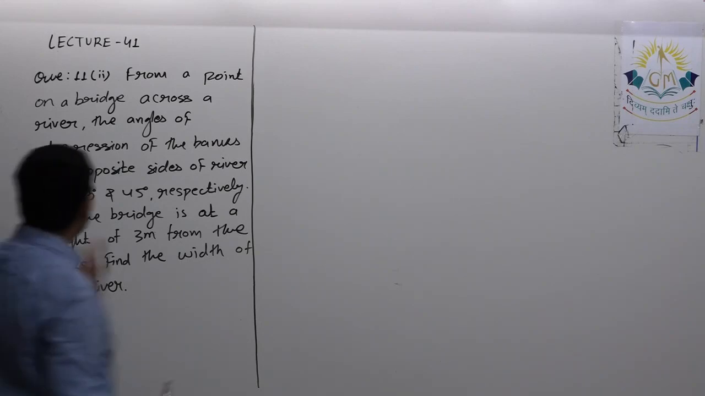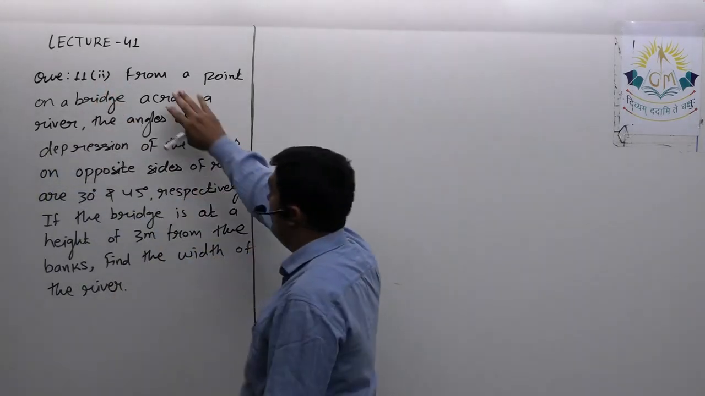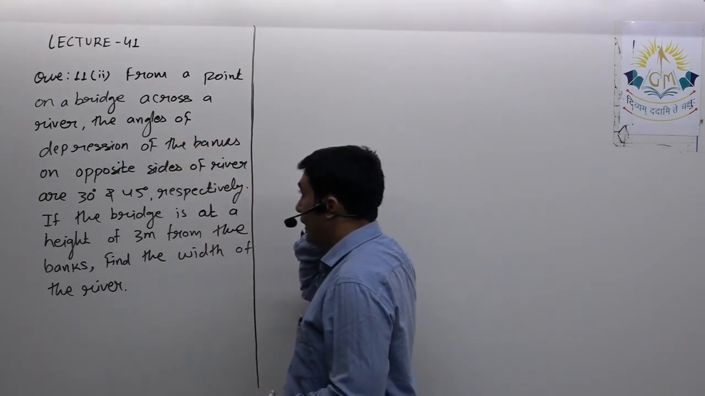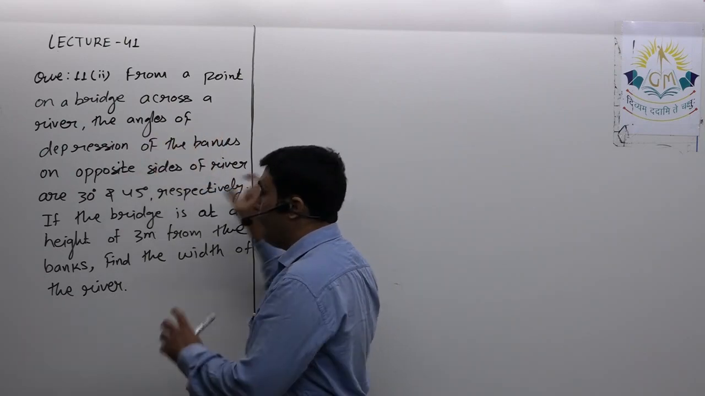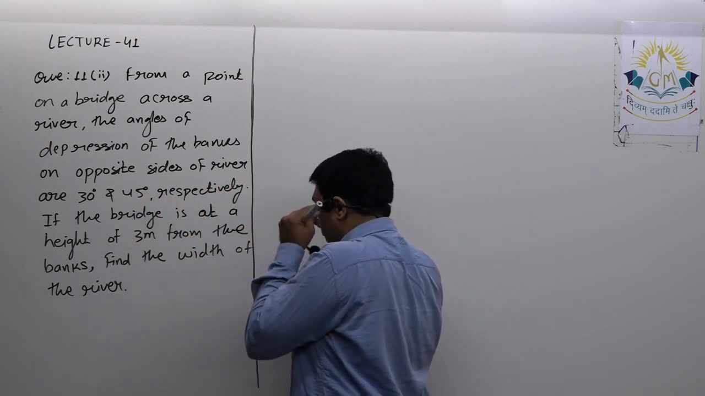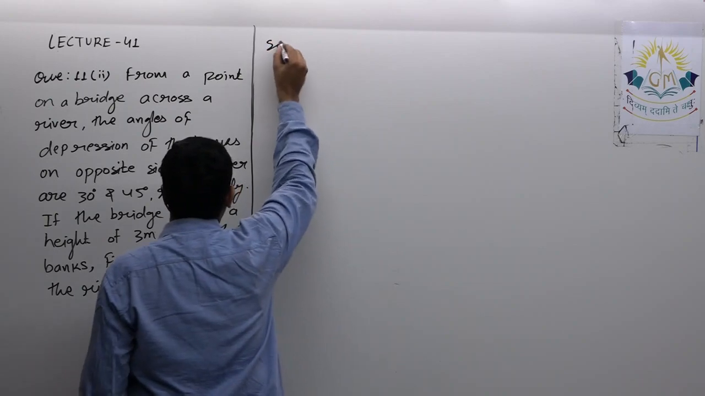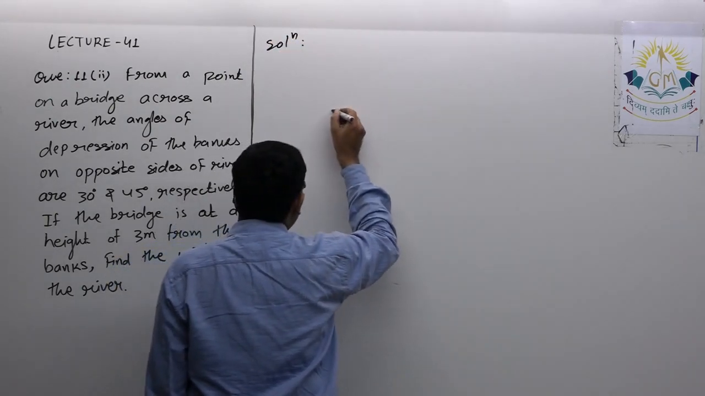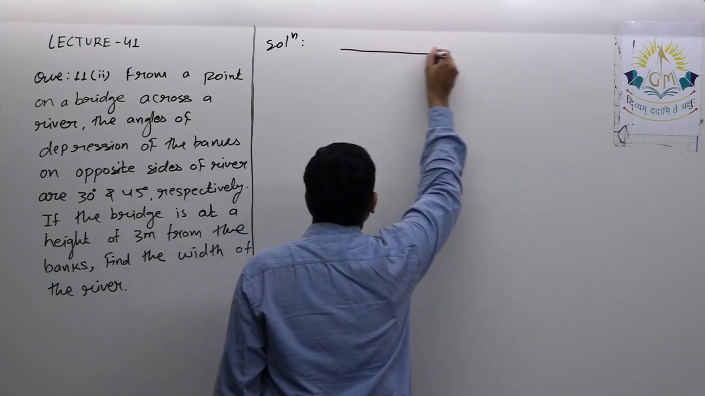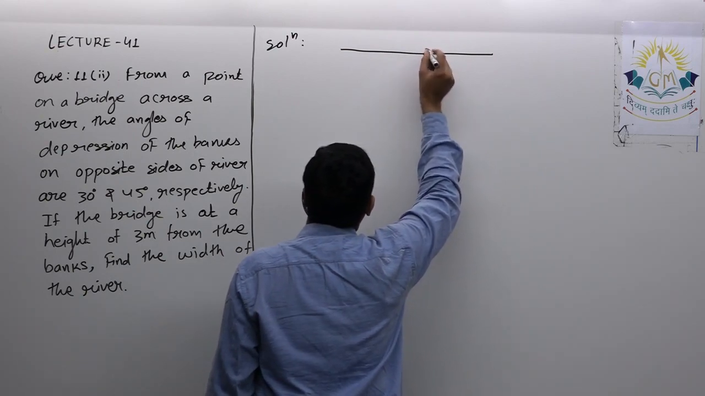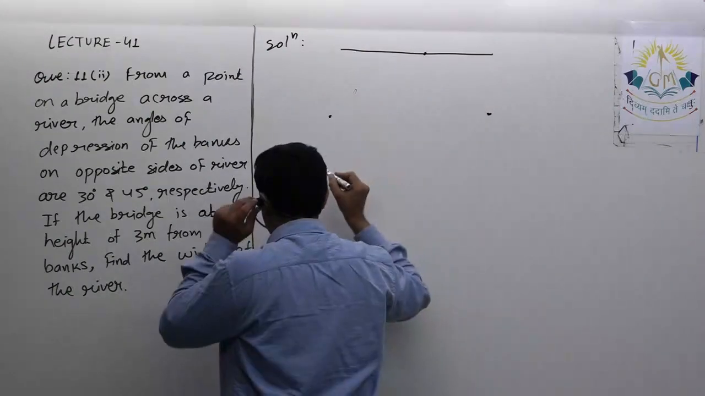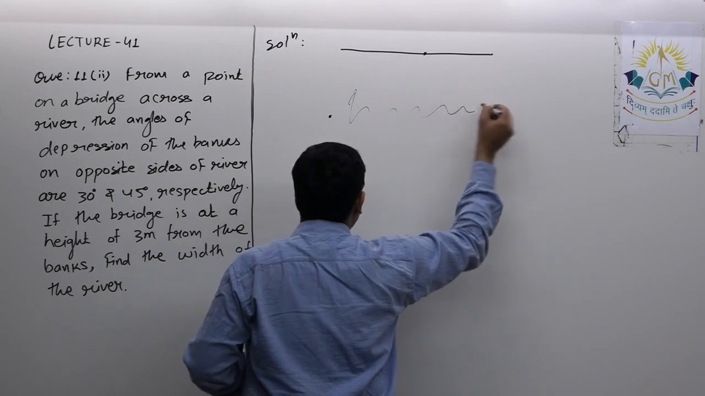Okay, so this is the next question, question number 11, second part. Question says, from a point on a bridge across a river, the angles of depression of the banks on the opposite sides of the river are 30 degree and 45 degree respectively. That means it is something like this. If you draw its diagram, see, height of the bridge is given 3 meter. Suppose I'm assuming this is the bridge, and someone is observing from here, and these are the two end points of the bank of the river. That means river is flowing something like this.